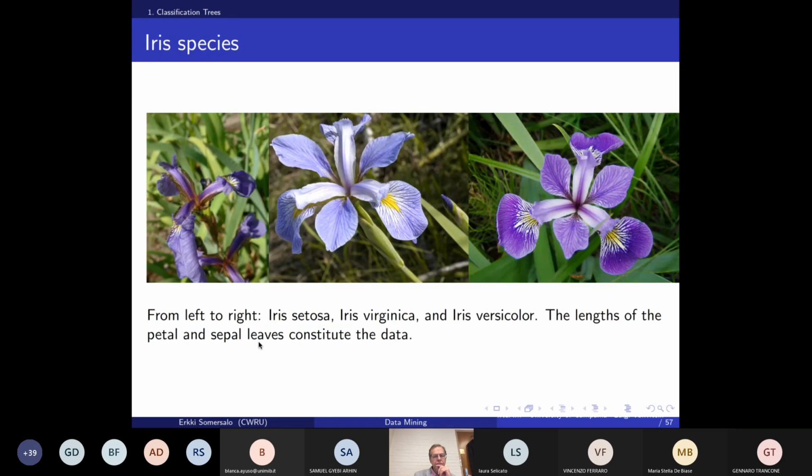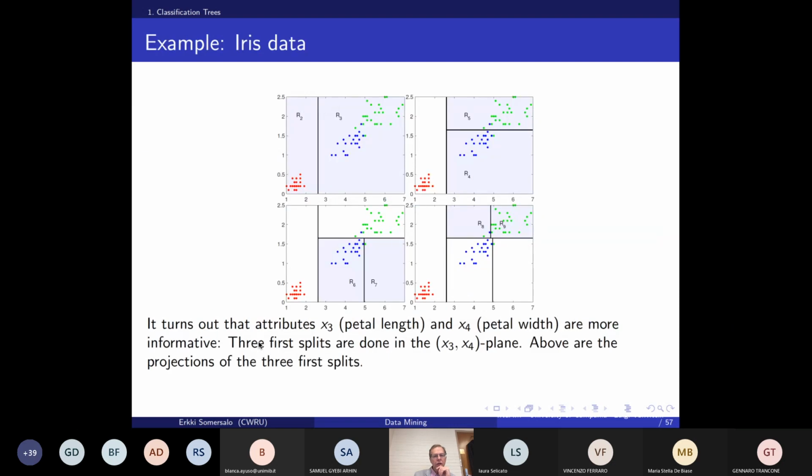Okay. So here are the protagonists. And so what I have plotted here, it turns out that when I do the splitting, the first splits, the 1, 2, 3, I think four first splits, they are all related to attributes x3 and x4.